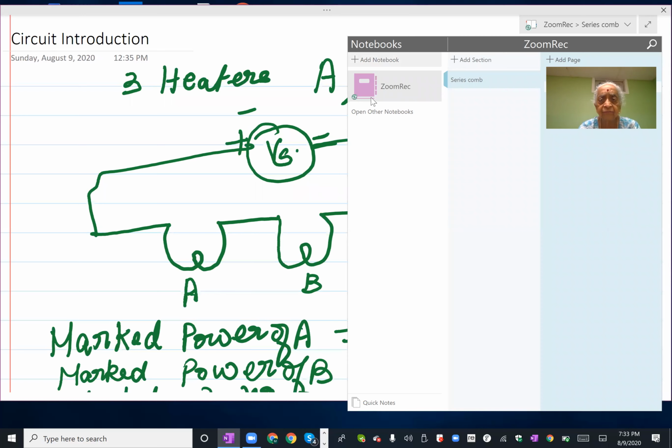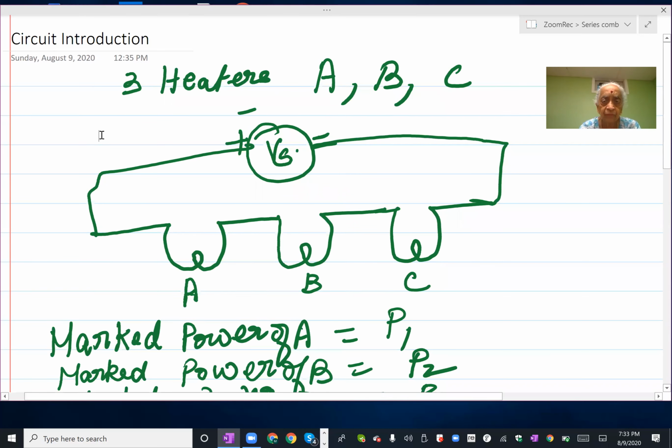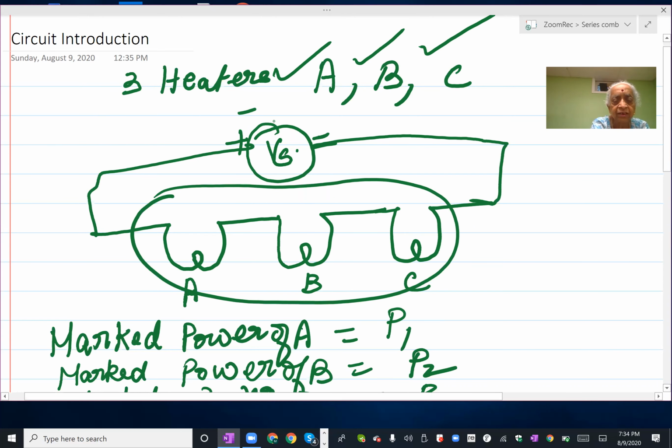Now look at this. This is the circuit. There are three heaters, A, B, and C, and they have marked powers differently, which I'm going to come to. First of all, you see the circuit. A, B, and C are all connected in series, and the entire network here is connected across the voltage supply. And that voltage supply is taken care to be equal to Vm itself.